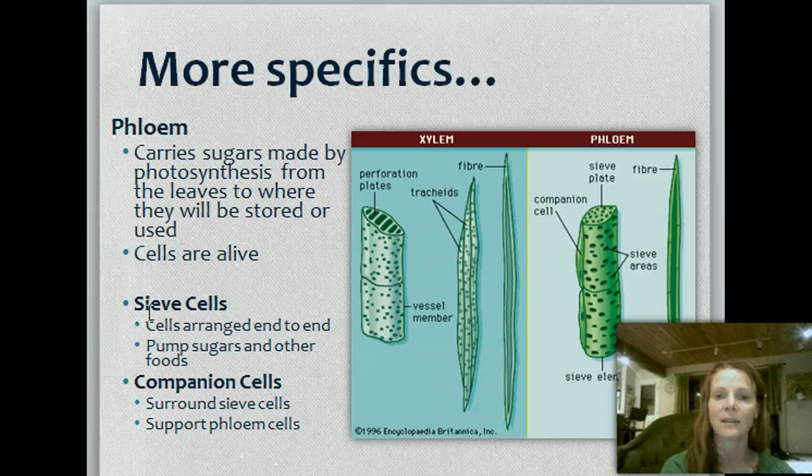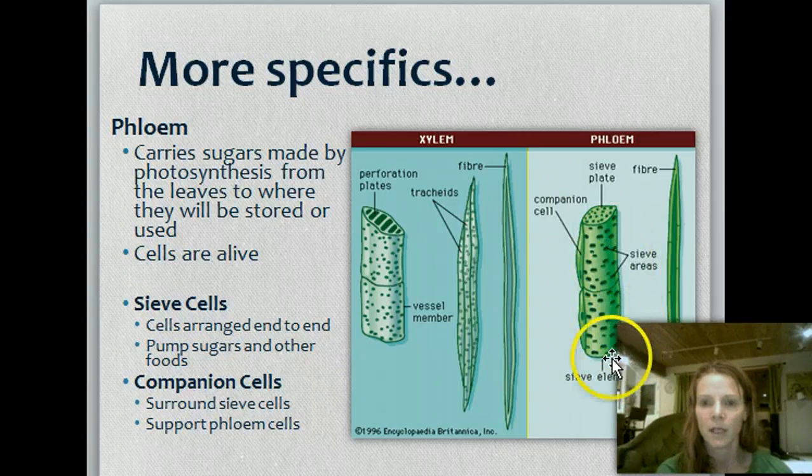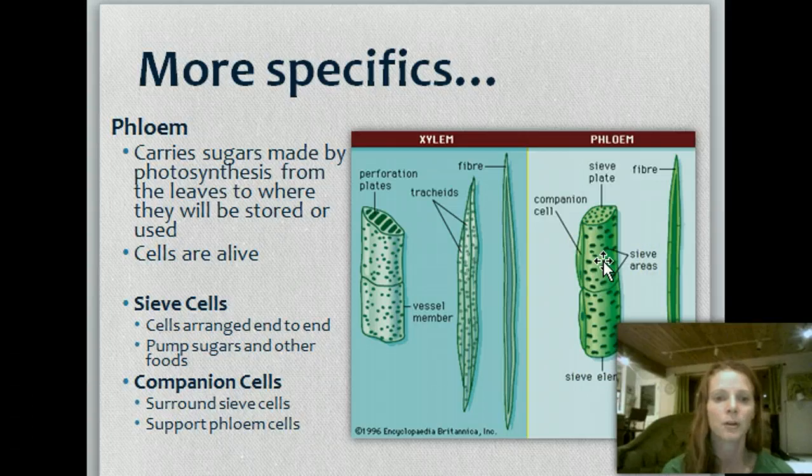And a little bit more on these, the sieve cells. These are arranged end to end, okay? So when we notice the phloem here, these are the sieve cells, and they are just end to end. They pump sugars and other foods either up or down, depending on where those sugars are needed. And then you have companion cells, okay? These companion cells are on the outside here. They surround the sieve cells, they support the phloem cells, so they give it support as it's transporting that sugar to different places in the plant.